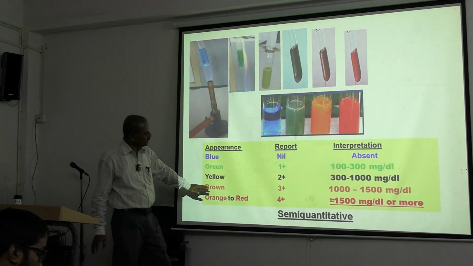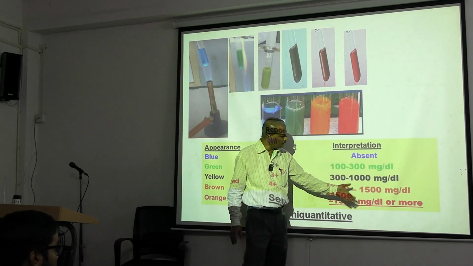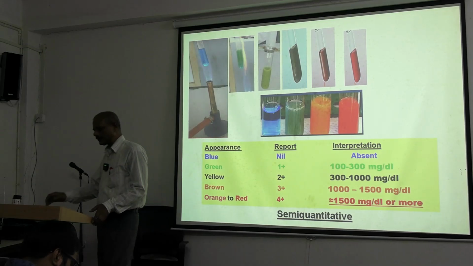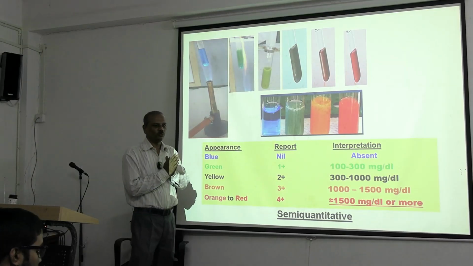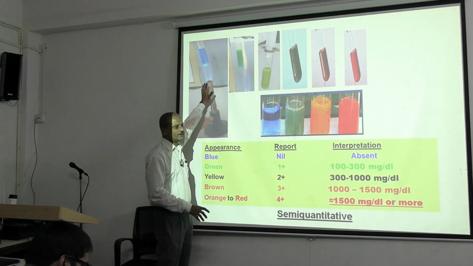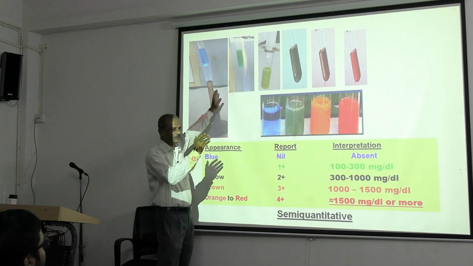Orange to red is basically 4 plus, write down. It is about 1500 milligram or more. See, the reagent has a capacity of 1500, because the reagent reacts in equimolar concentration. So for all the reagents, there is a limit. The amount of copper sulfate is fixed, so there is a highest amount.